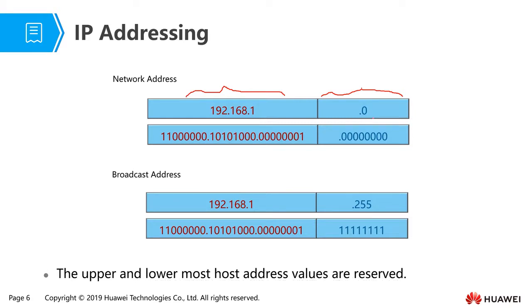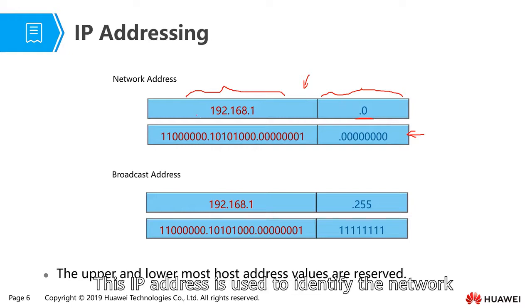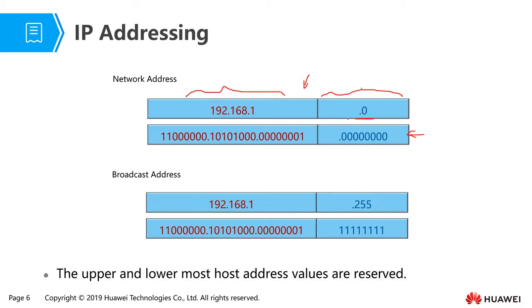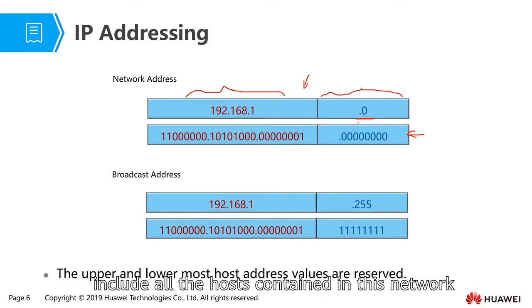to a host. One is 0. When the host part is 0, it means this is a network number, the network address. This IP address is used to identify the network, not the host. This represents the whole network, including all the hosts contained in this network.